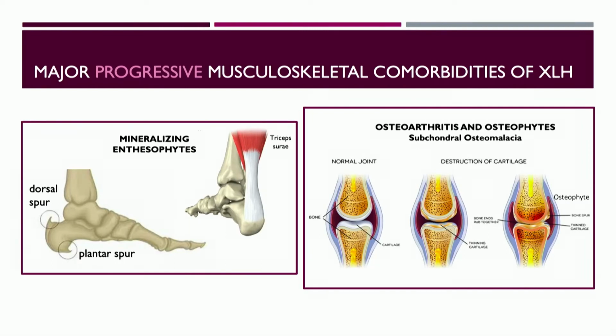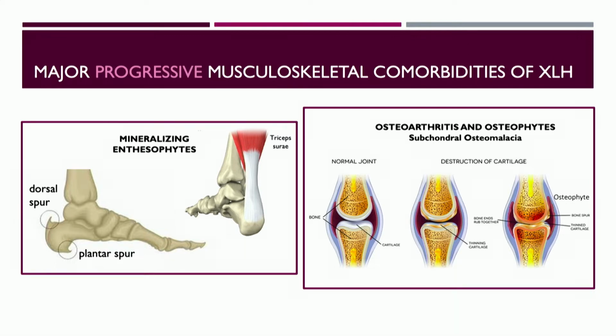So yeah, we have the mineralizing enthesophytes here, and we have an example here of the triceps surae inserting into the calcaneus on the dorsal surface. And then here, another image of the actual bone spur, which is the enthesophyte that forms both on the dorsal aspect and also in the plantar fascial region.